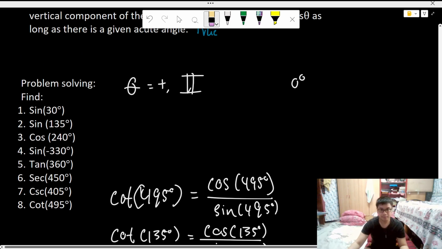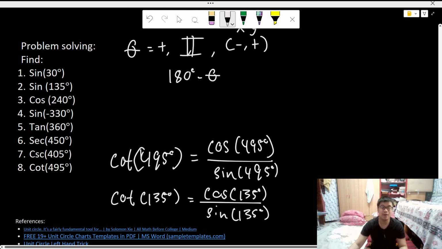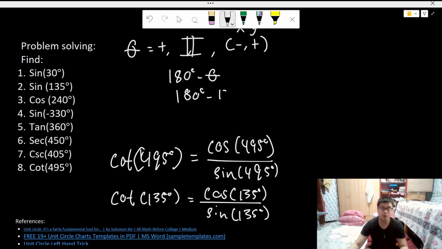Okay? So now what are we going to do? Here, you will subtract your given angle from 180 degrees. Right? And do not forget that the ordered pair in the second quadrant has a negative x value and a positive y value. So negative x and positive y. You have a given angle of 135 degrees, right? So 180 degrees minus 135 degrees is just 45 degrees.